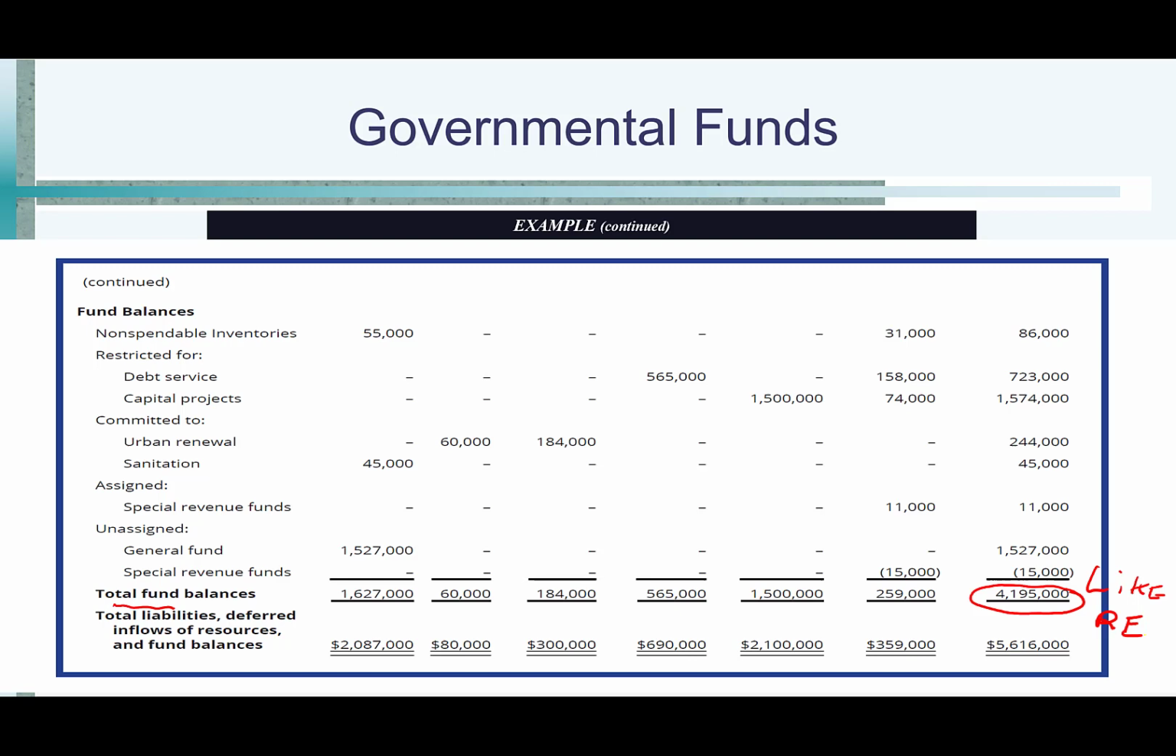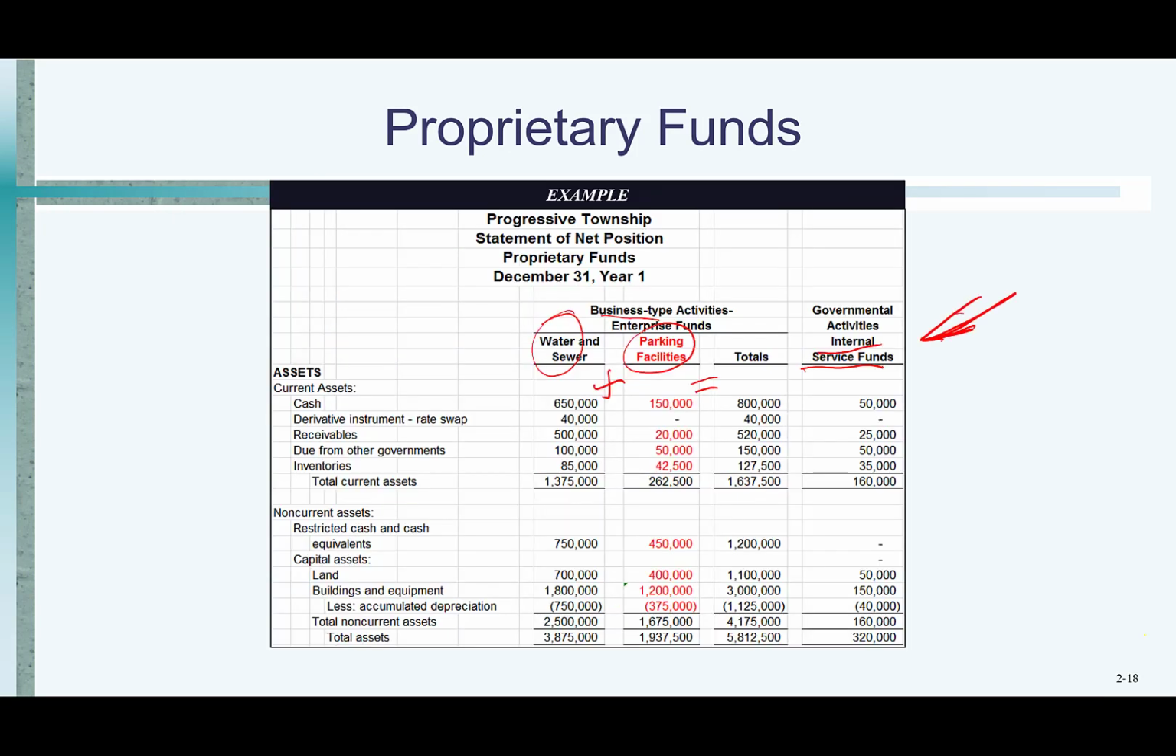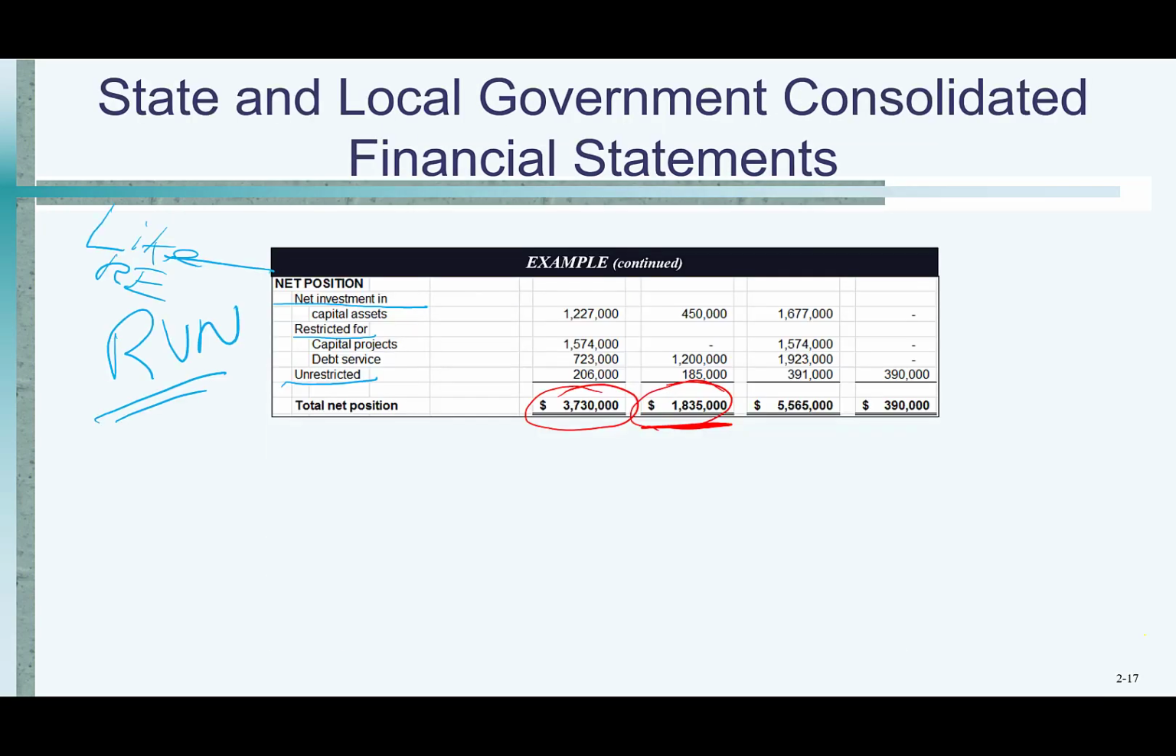4,195,000, you say, wait a minute, that does not tie to the total net position that was reported at the government-wide level. The total net position for governmental activities is 3,730,000 something. It doesn't tie, right? So what happens? Remember when we looked at the GASB reporting model, there was an arrow between the government-wide statements and the fund financial statements. That's telling governments that they have to provide a reconciliation that will show how we can tie the government-wide statements to the fund financial statements.